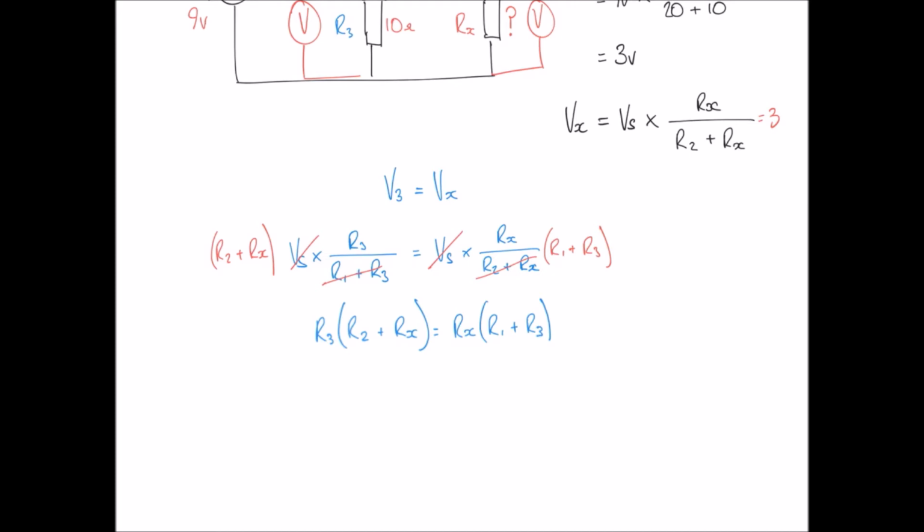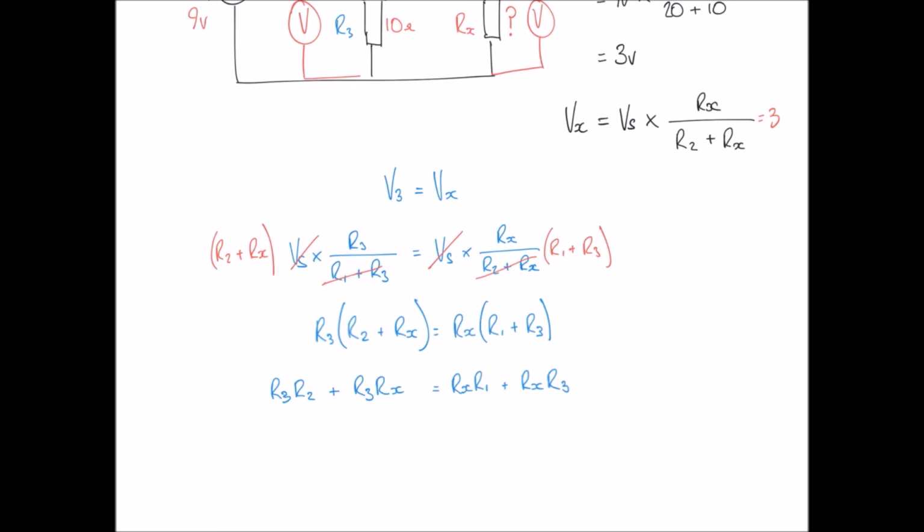So to begin with, on the left hand side we've got R3 multiplied by R2 plus Rx. If we were to expand that, we'd end up with R3 multiplied by R2 plus R3 multiplied by Rx. So both of those terms in the bracket have been multiplied by R3. On the right hand side, same idea. We've got Rx multiplied by R1 plus Rx multiplied by R3.